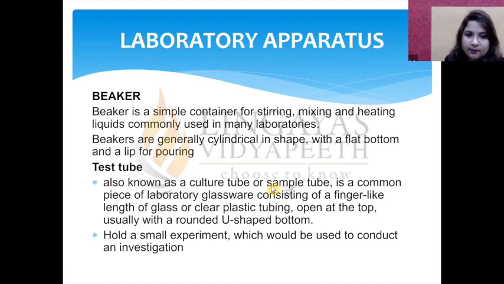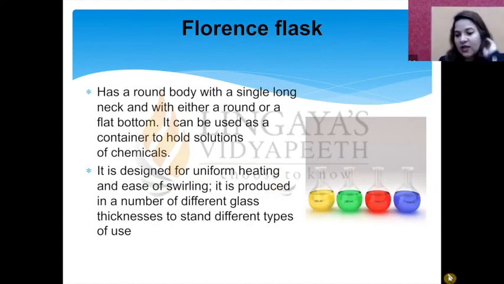Next is the Florence flask. This kind of instrument is called the Florence flask. As you can see, it has a round body at the bottom with a single long neck, with either a round or a flat bottom. So it can have a round bottom and also a flat bottom. These kinds of containers are called Florence flasks. They are designed for providing uniform heating and ease of swirling.